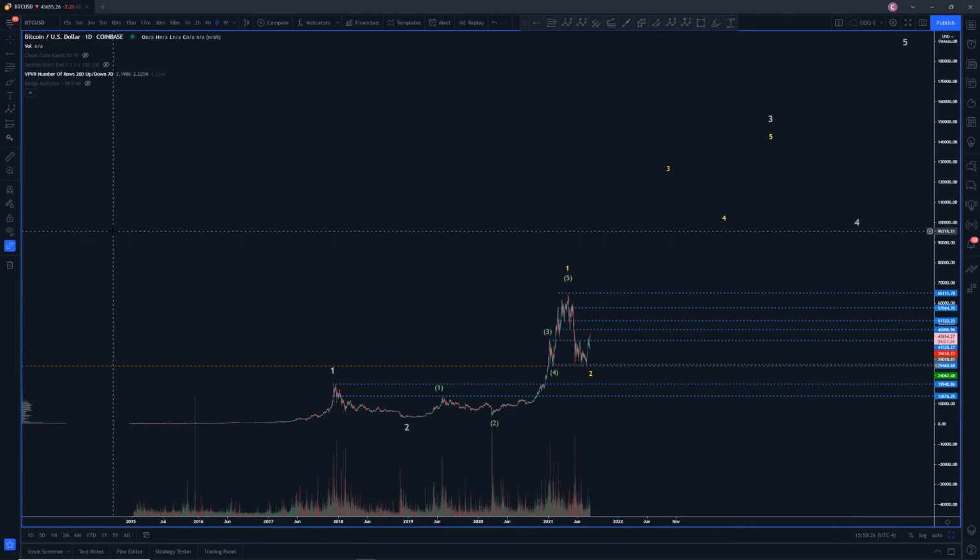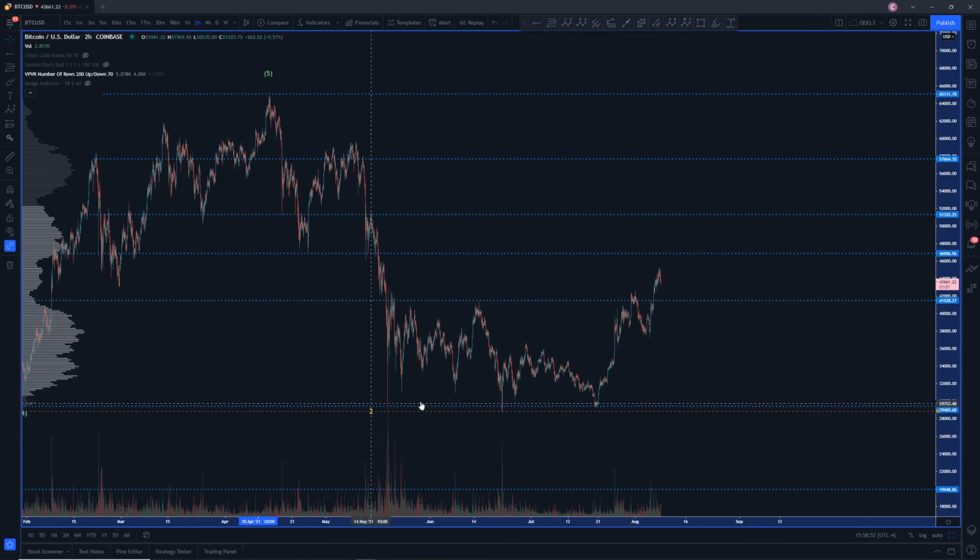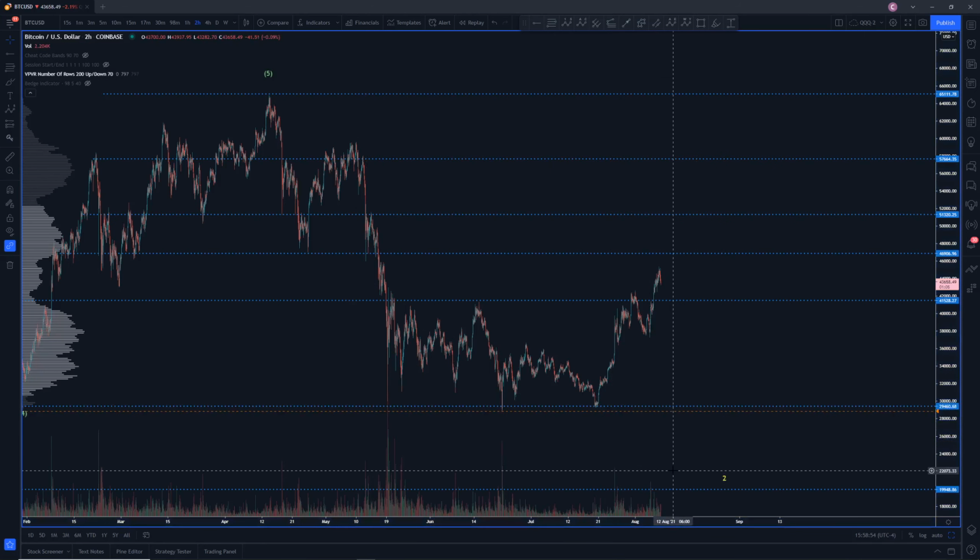So I've zoomed in my chart now to the 2-hour time frame. This is that 5th wave in green peak that we were talking about, and we're looking for this yellow 2 wave. Is it already in somewhere, or is it going to come down further?